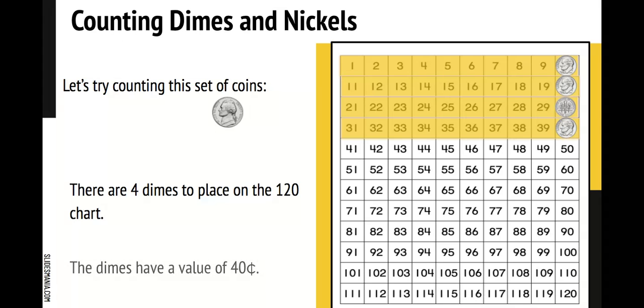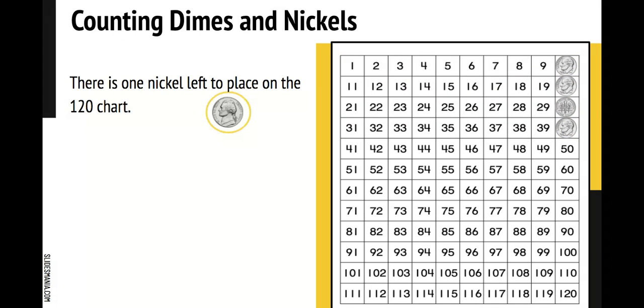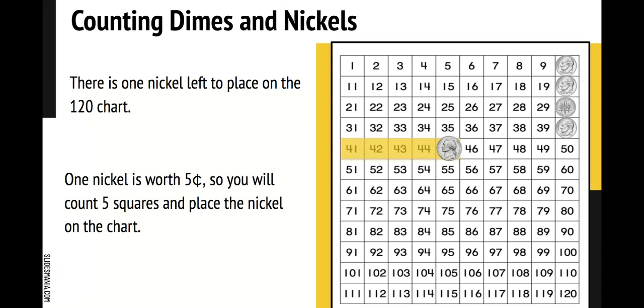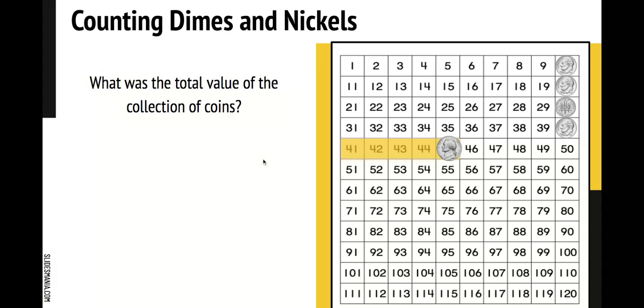Now let's add that nickel. When we add that, friend, it doesn't fill in the whole row because it's not worth 10, it's only worth 5, so it filled it in all the way to 5. So now our total value of this collection of coins, which is where the last coin landed, is 45 cents because we have 10, 20, 30, 40, and 45.